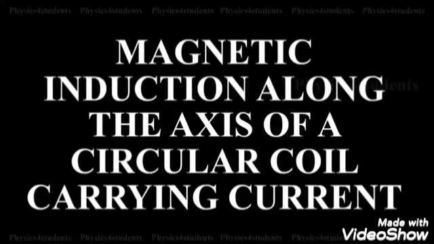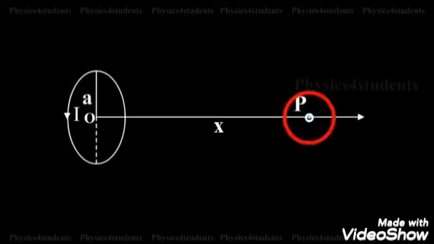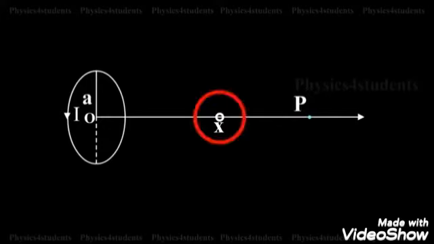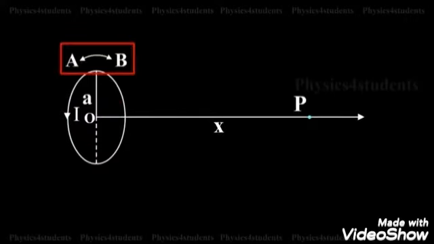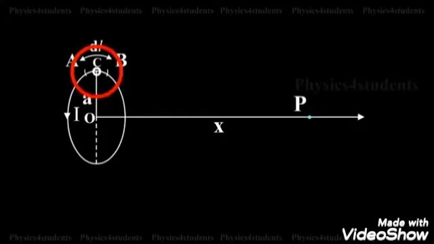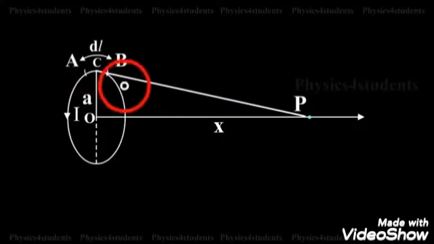Magnetic induction along the axis of a circular coil carrying current. Let us consider a circular coil of radius a with current I. Let P be a point along the axis of the coil at a distance x from the center of the coil O. AB is an infinitely small element with length dl, and C is the midpoint of AB. CP is equal to r.